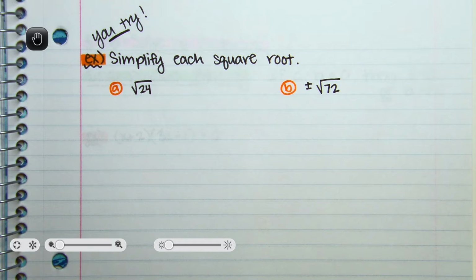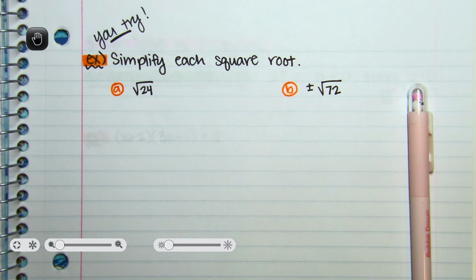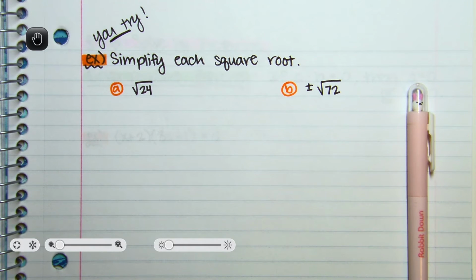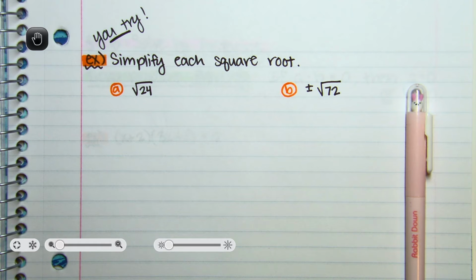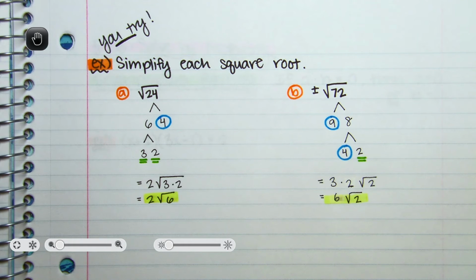All right, now I want you to try 2 of your own. And I want to point out part B, that plus or minus that's out in front, the only thing that's going to do is in your final answer, you'll write a plus or minus in front of your answer. All right, so go ahead and push pause, and then when you're ready to check your answer, push play. All right, go ahead and check your answers for these 2.